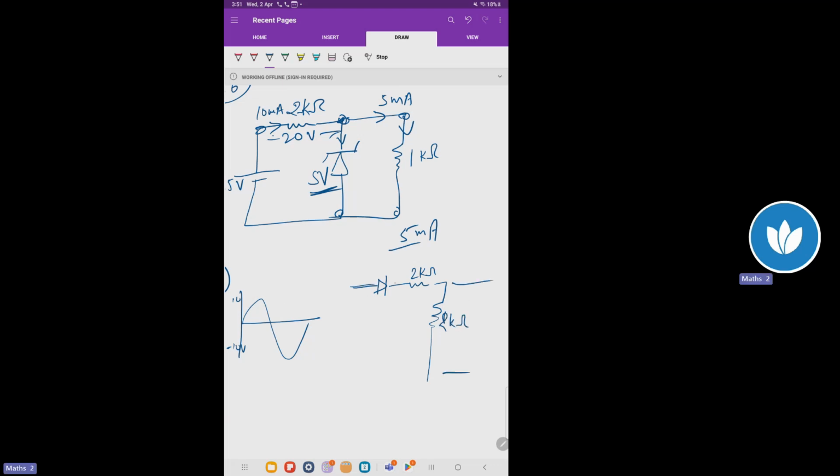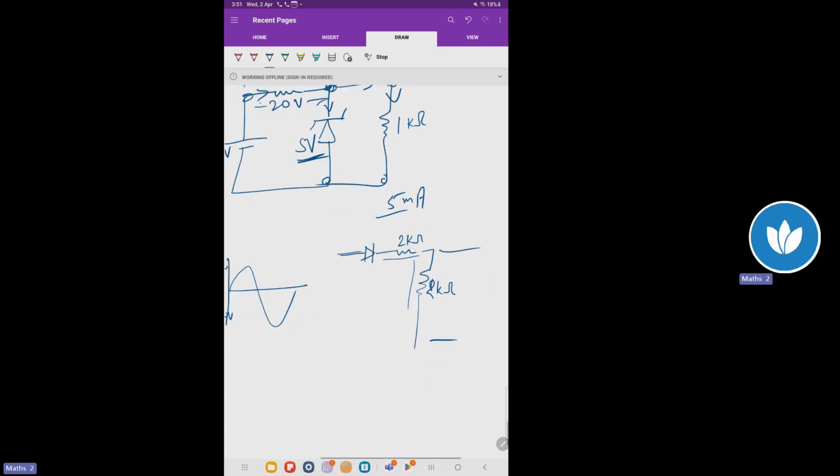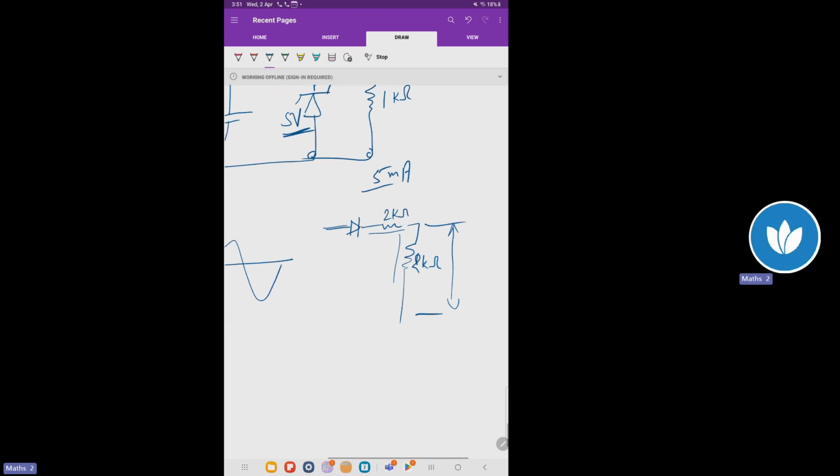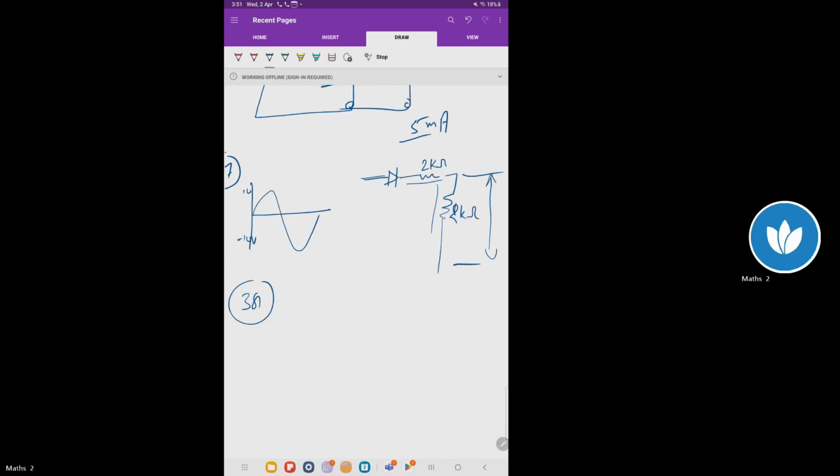Positive cycle will pass through this and it equally divides on both the resistances. So across this resistance we will get only half of the input. So the answer is C. 38. A heavy nucleus is unstable for any value of n by p because of electrostatic repulsion. Number of protons will increase, so electrostatic repulsion dominates over nuclear attraction. Option A is correct.